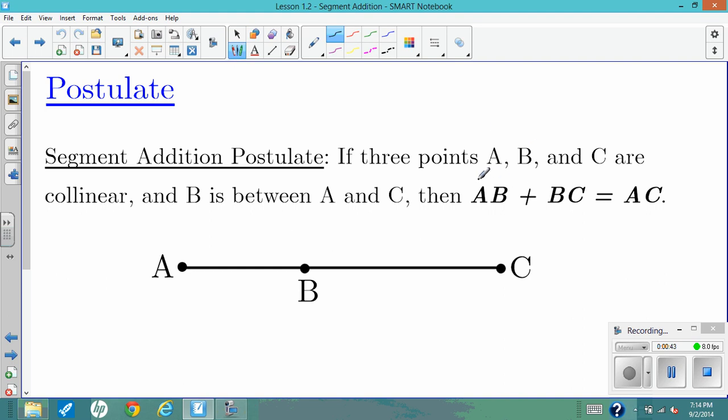Now notice here I don't put the line above AB. This would read segment AB. If I get rid of the line like I've written it, it means the length of AB. So this is read, the length of AB plus the length of BC equals the length of AC.